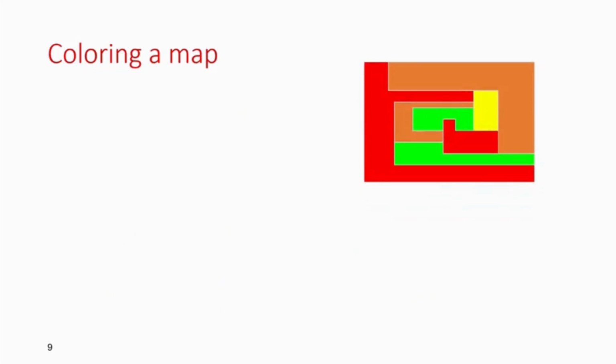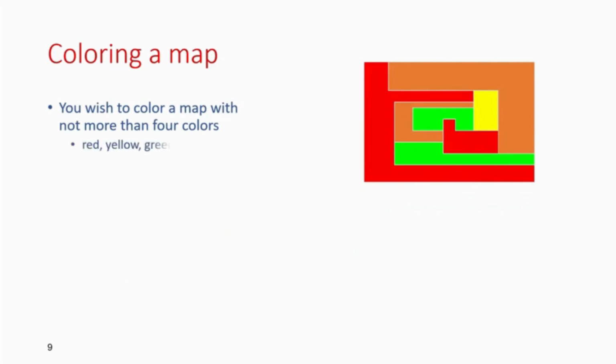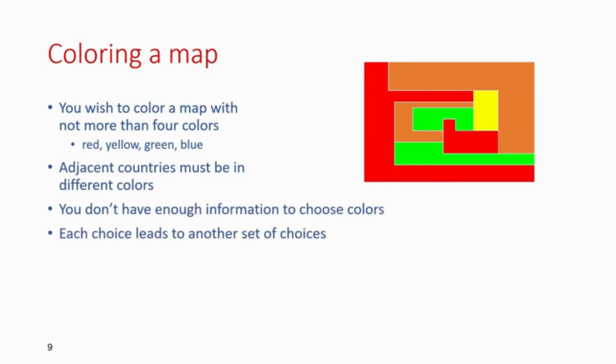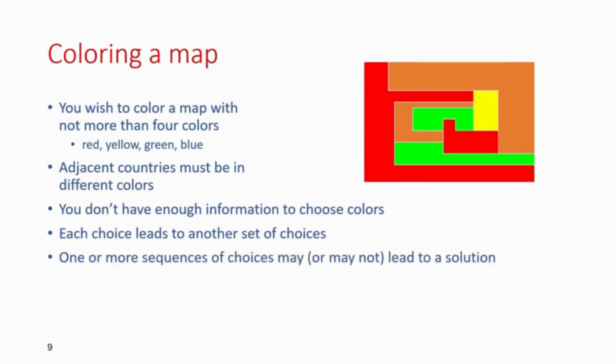Next, coloring of a map. You wish to color a map with not more than four colors, only four colors: red, yellow, green, and blue. Adjacent countries must be in different colors. So you do not have enough information to choose the color. Each choice leads to another set of choices. One or more sequences of choices may or may not lead to a solution. Many coloring problems can be solved with backtracking.